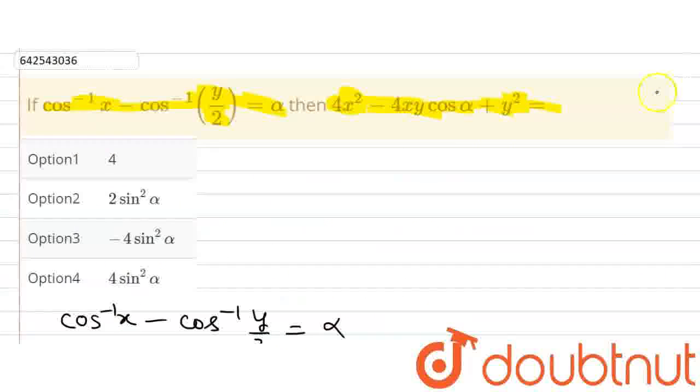Now let's go to the options. Option 1 says 4, option 2 says 2 sin square alpha, which is not correct. Option 3 says minus 4 sin square alpha, which is also not correct. Option 4 says 4 sin square alpha, which is the correct option and our answer to this question.